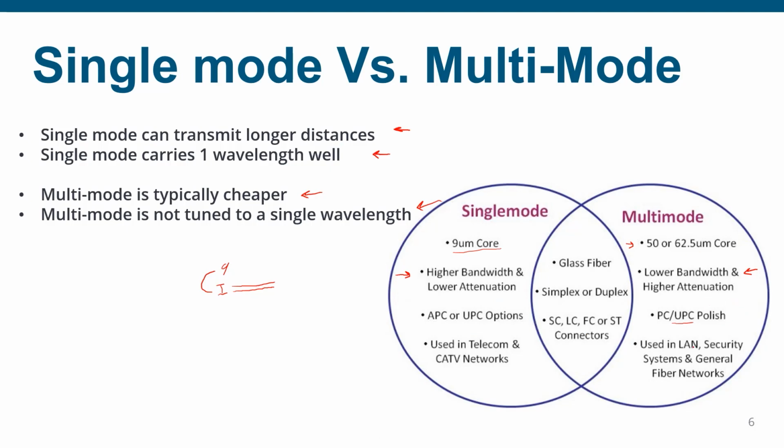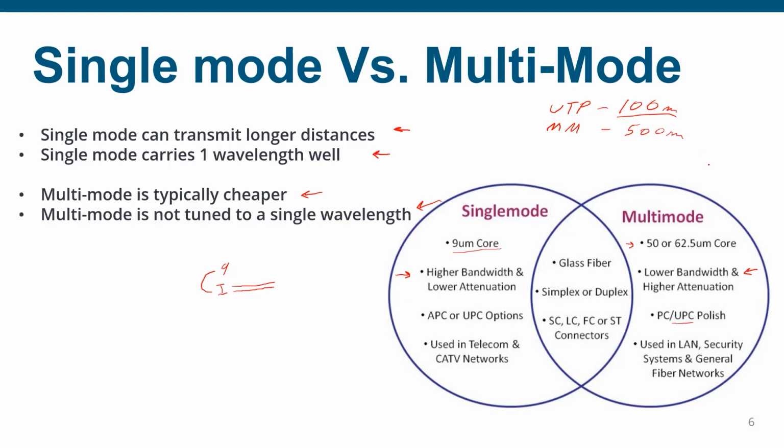Multimode is used in the LAN and security systems and general fiber networks, mostly because this would be the fiber that would connect your buildings together. Remember that your UTP, your copper, only gets you 100 meters. That's not that far, whereas multimode fiber will get you 500 meters.